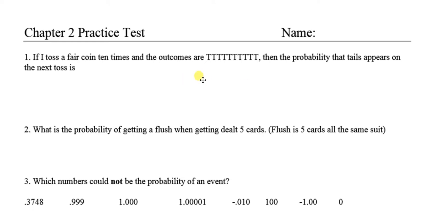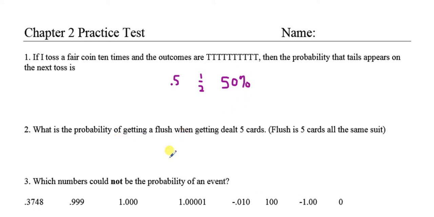But anyway, question number one: you flip a coin and it lands on tails a bunch of times. If it's a fair coin, the probability that you land on tails again is still 1/2 or 50% or 0.5. Any way you write these kinds of probabilities is okay.